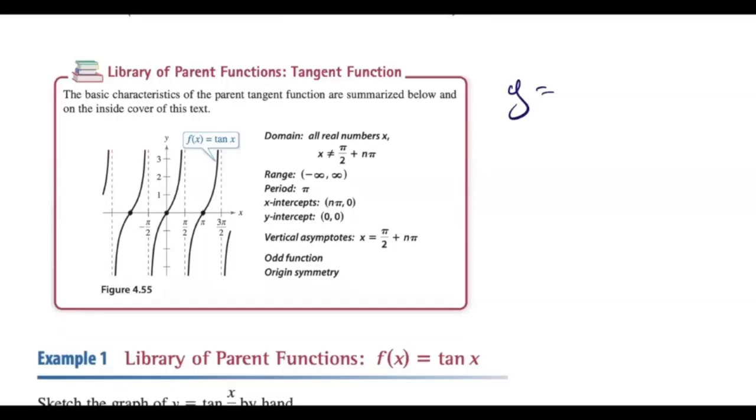Let's look at a basic tangent function. y equals a tan of bx. Now, tan doesn't have an amplitude because there's no min or max, but it does have a period. And the period is actually a little different. The period is going to be pi over b.